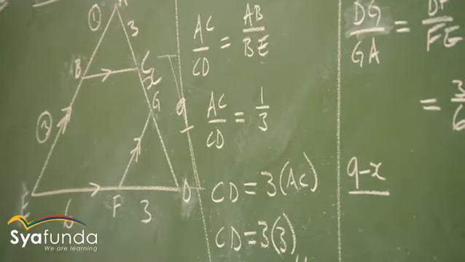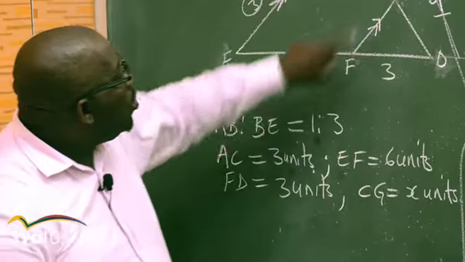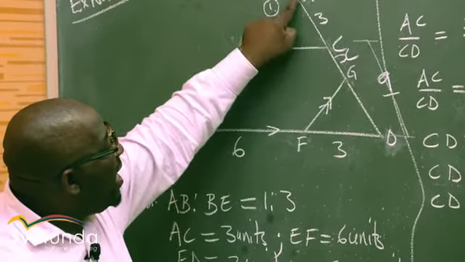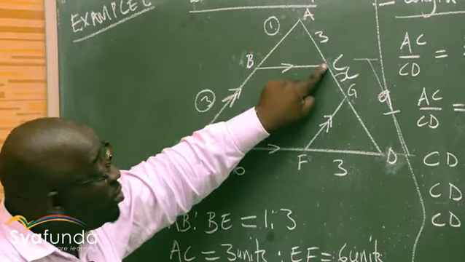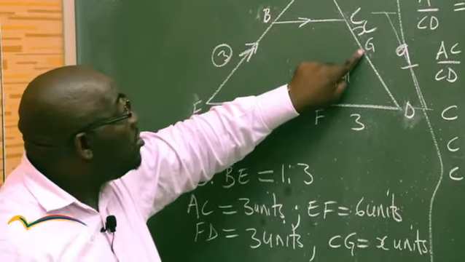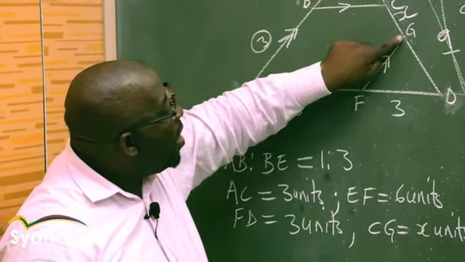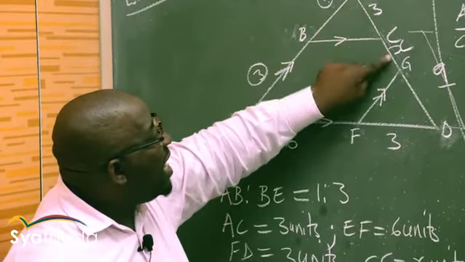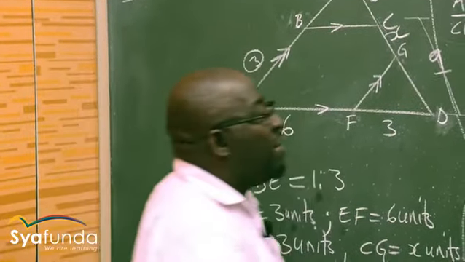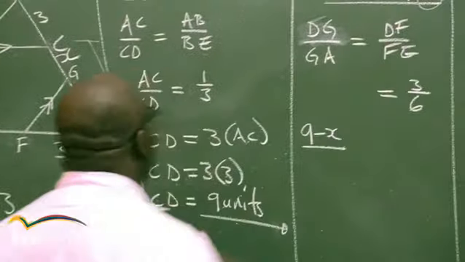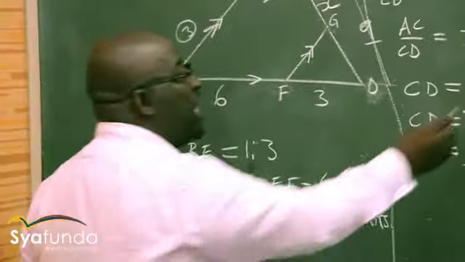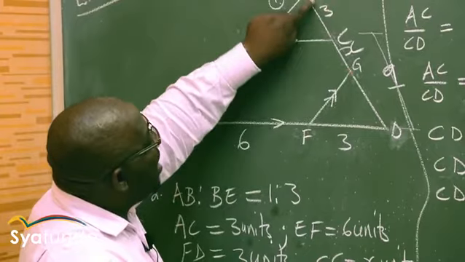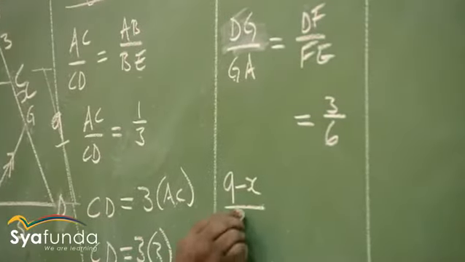Over ga. Let's look at ga in terms of x. From here there is 3, and from here there is x units. So from here it becomes x plus 3. So instead of writing ga, I can write x plus 3. In that way, I put in the x that I need. So my ga is x plus 3.